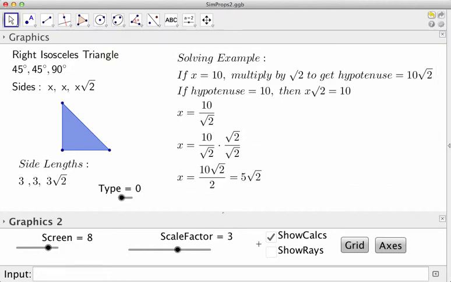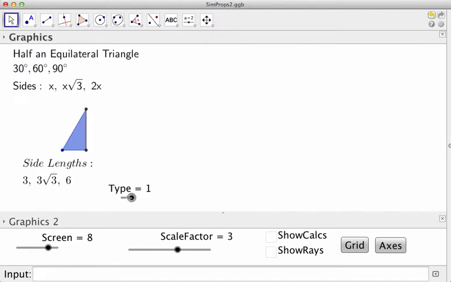The other kind of special triangle that we've seen is the 30, 60, 90 triangle, which is half of an equilateral triangle.